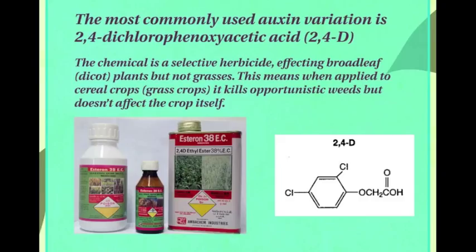2,4-dichlorophenoxyacetic acid is the most commonly used form of synthetic auxin. This molecule is a selective herbicide, affecting dicot plants but not grasses. This means that when applied to cereal crops, it kills opportunistic weeds without damaging the crop itself. The process by which auxin kills the affected plant is still relatively unknown. However, the current theory is that this hormone forces broadleaf plants into producing excess ethylene, which leads to the flooding and rapid aging of the plants.